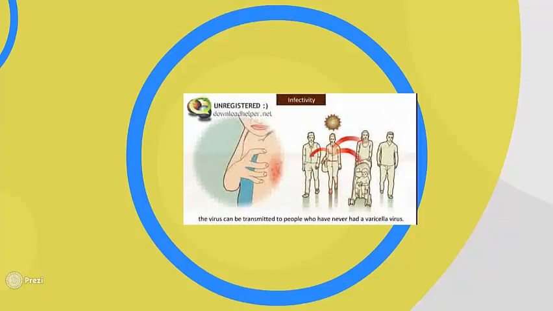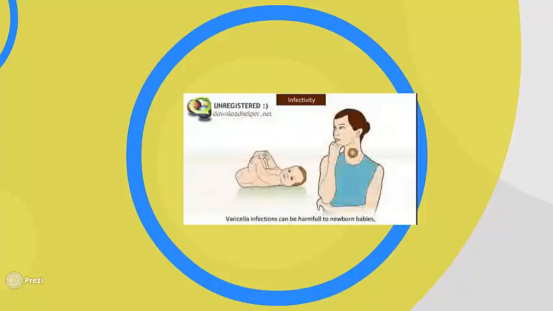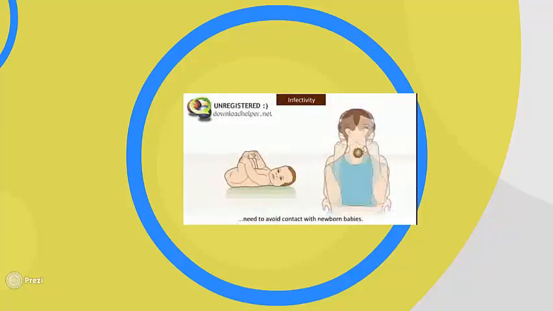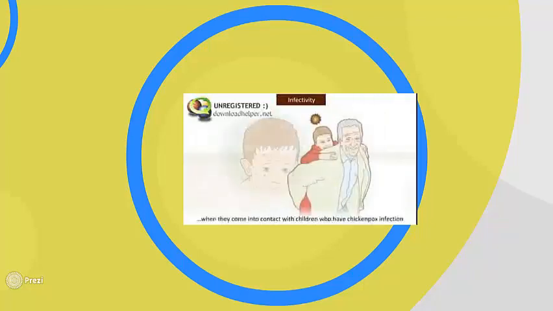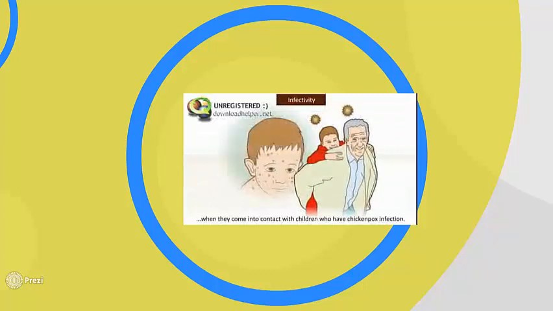During the shingles attack, especially when skin blisters are present, the virus can be transmitted to people who have never had a varicella virus. In general, these are mainly children. Varicella infections can be harmful to newborn babies. Therefore, people with active shingles need to avoid contact with newborn babies. In elderly, shingles can occur when they come in contact with children who have chickenpox infection.